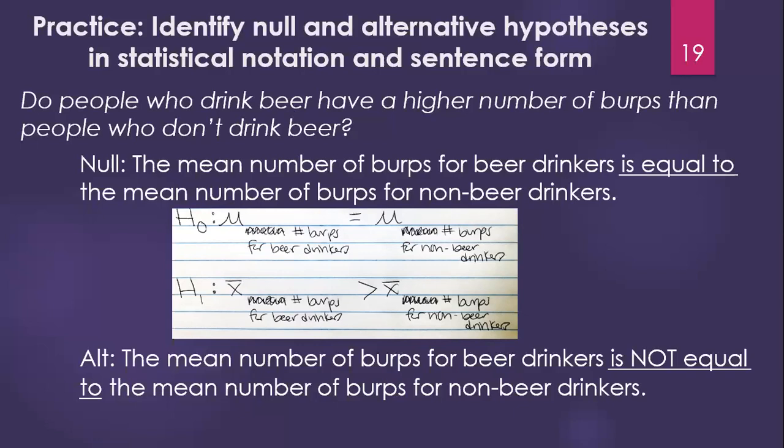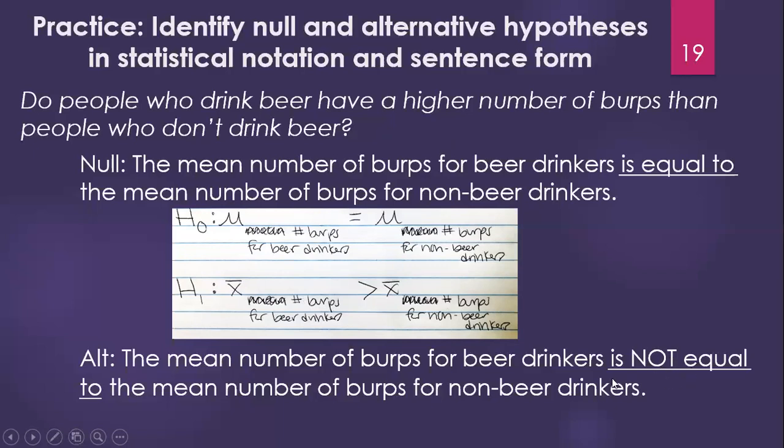This is saying, do people who drink beer have a higher number of burps than people who don't drink beer? So depending on how the research question is worded, you determine if it's directional or non-directional. This is directional because we're saying that we think one group is less than or greater than the other. If instead the question was worded as, is there a difference in the number of burps for beer drinkers versus non-beer drinkers, then this would just be is not equal to.